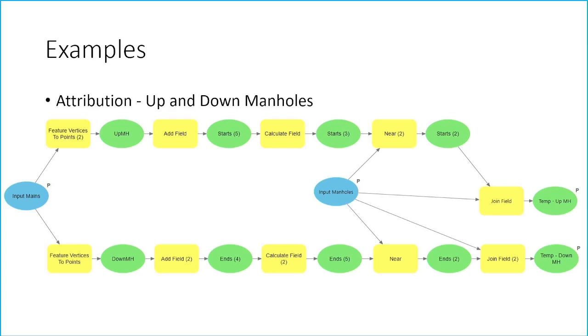And I believe in Pro, Esri is actually warning you now in some of the tool dialogues that this tool does affect your input data. So that's a good thing. It's trying to protect you from accidentally doing something you don't want to your data. But in this case, I'm taking the mains, and I'm doing feature vertices to points on one end of the main and feature vertices to points on the other end of the main to get both sets of points, and then doing my near analysis with the manholes. And those have the original IDs from the mains, to be able to join this back and do field calcs, and join this back and do the field calcs.